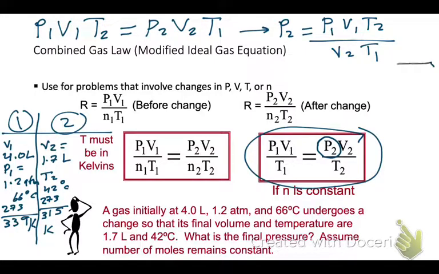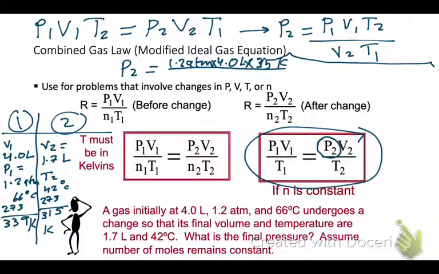I'm going to use this here, and say P2 equals, at the top, P1, which I labeled as 1.2 atmospheres, multiplied by V1, which was labeled as 4.0 liters, multiplied by T2, which is 315 Kelvin, divided by V2, which was labeled as 1.7 liters, multiplied by T1, which is 339 Kelvin. This is why this becomes really helpful here.